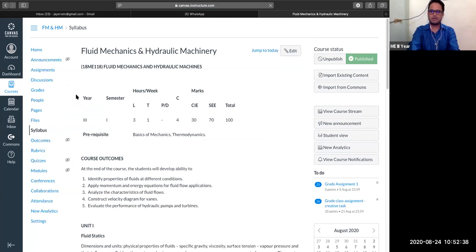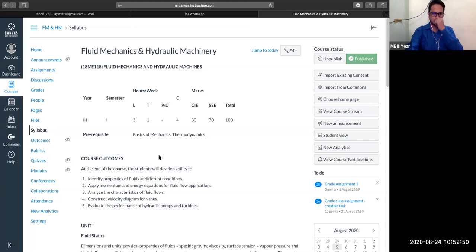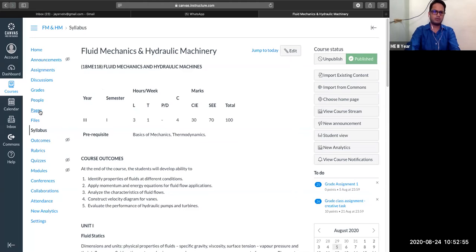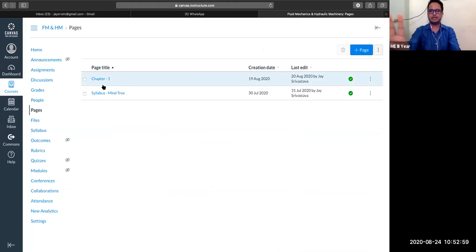You have to click on your fluid mechanics. I don't know how many options are coming for students. Is this screen visible to all of you? Yes, sir. Okay. So when you click on the syllabus, you will see the syllabus is uploaded. When you click on pages, you can see pages here. So I have created 2 pages.